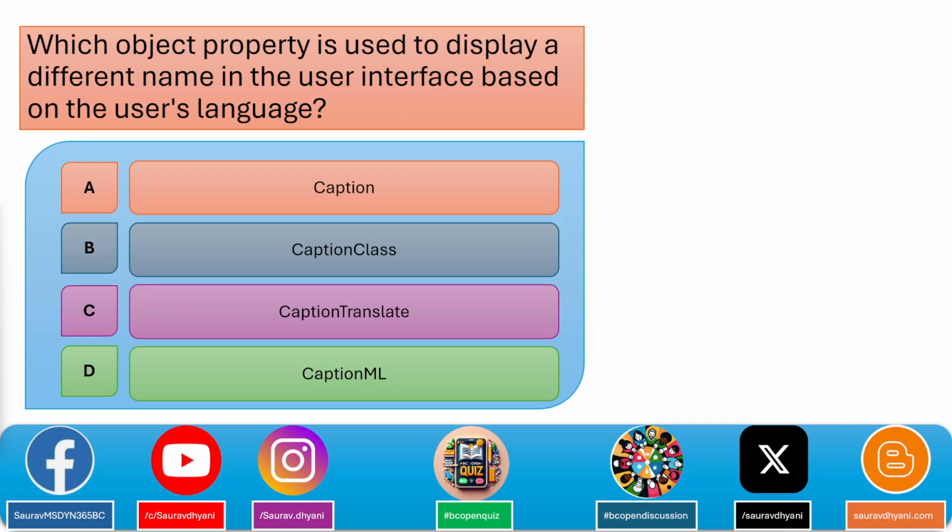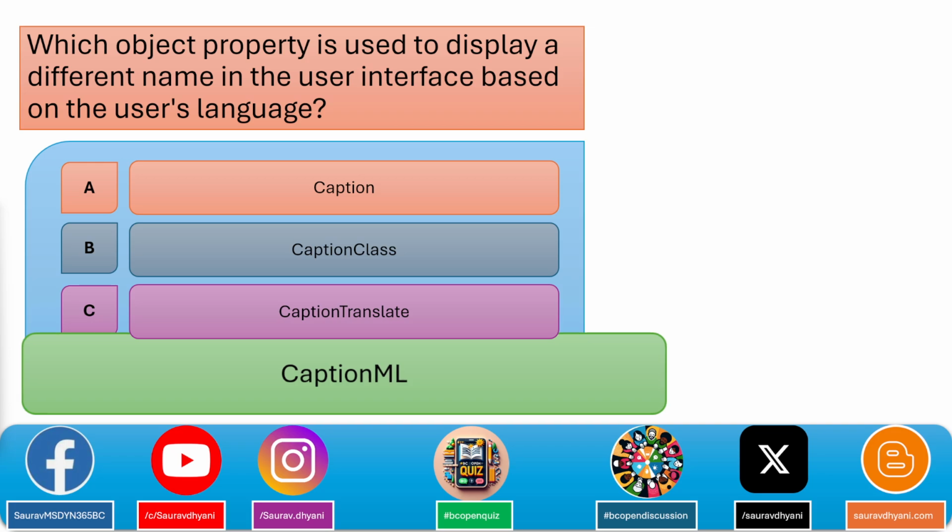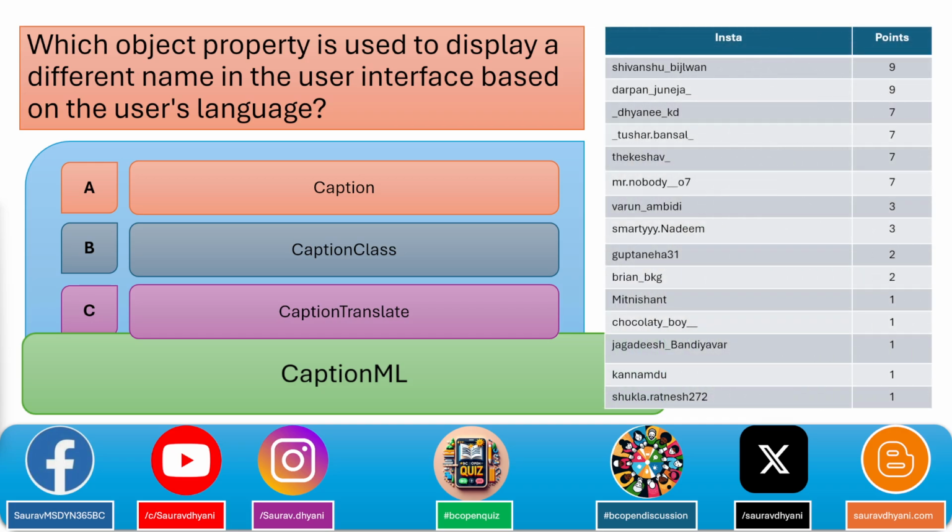Which object property is used to display a different name in the user interface based on the user language? Now this question may look similar to the first one, but it is a little bit different, because the question is about the language that is selected by the user in their settings, and that's where the caption ML property, which is the multi-language property, is used to define a different display name. Shivanshu and Darpan are still leading the board, with Kapil, Tushar, Keshav and Mr. Nobody following them up, trying to beat them as they go forward.